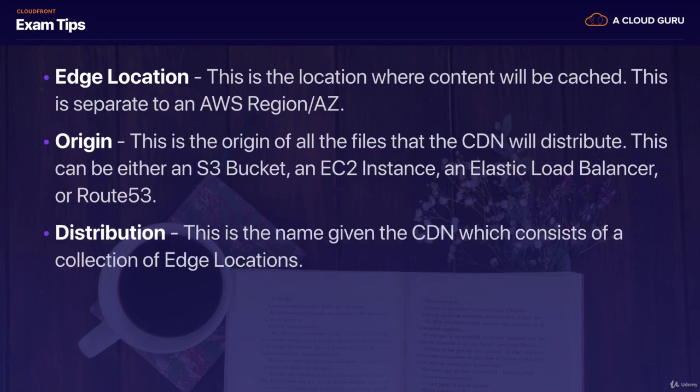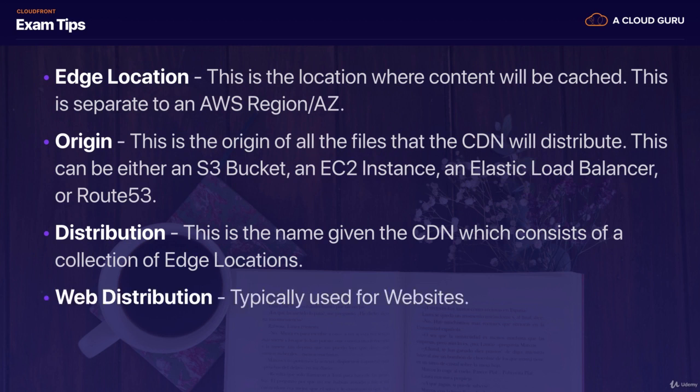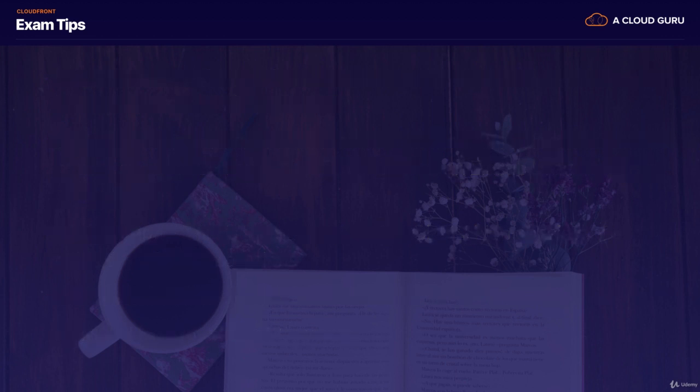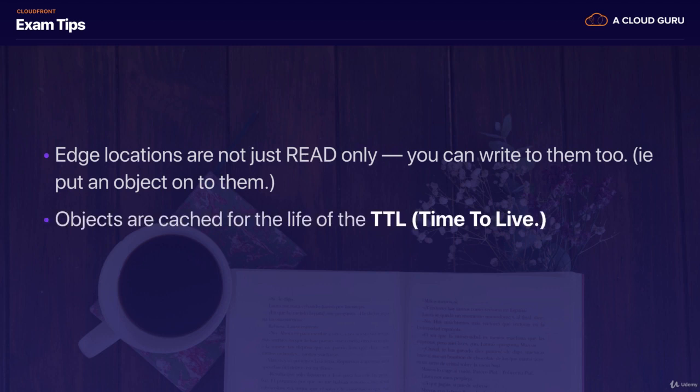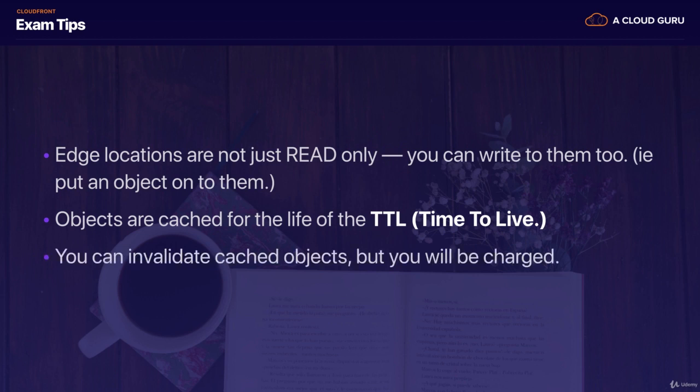Then we have our distributions. So this is just the name given to the CDN, which is a collection of edge locations. And our distributions can either be a web distribution, which is the one that we just set up, or an RTMP distribution, which is used for Adobe Flash Media Streaming. And then moving on, edge locations are not just read-only. So we saw that when we were looking at transfer acceleration, you can write to them too. So you can put an object on them. And objects are cached for the life of the TTL. So they're cached for the life of the time to live. And that's always in seconds. And like we just saw, you can invalidate cached objects, but you are going to be charged.